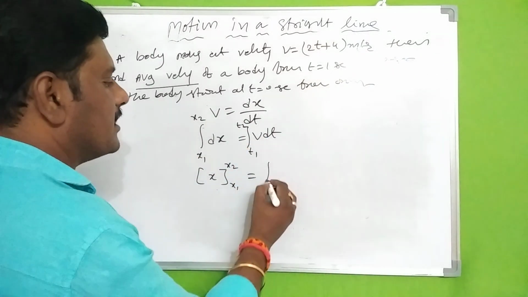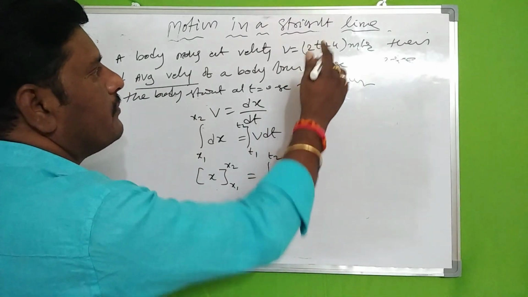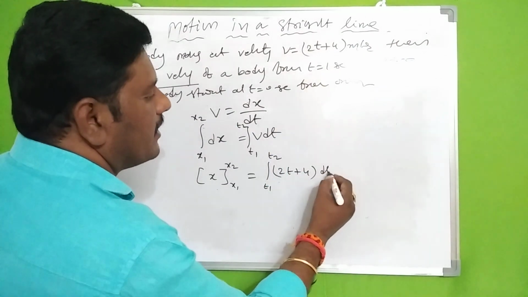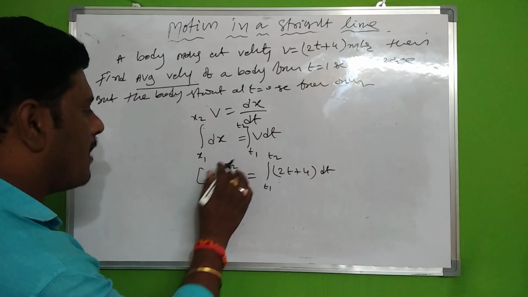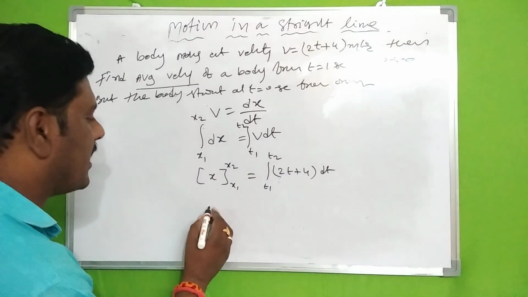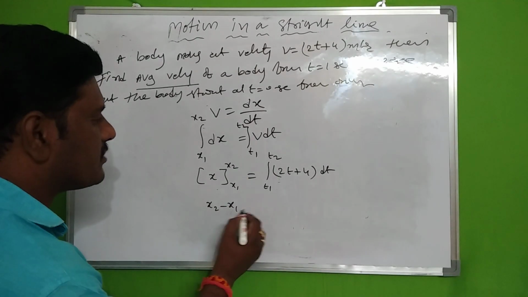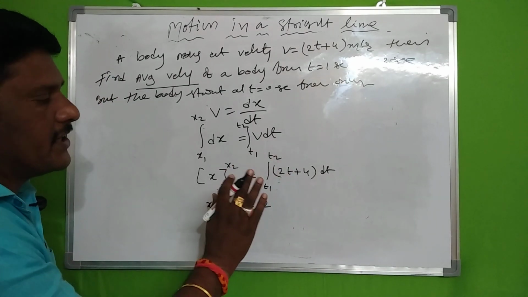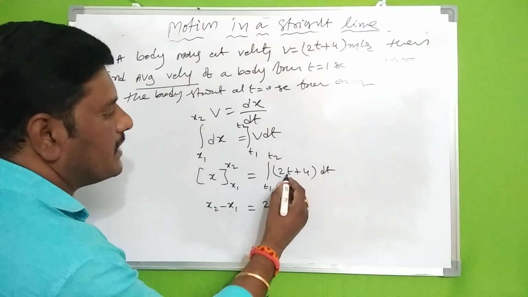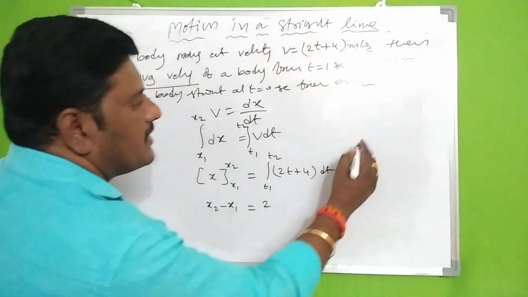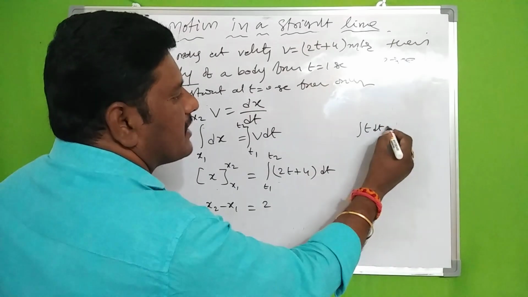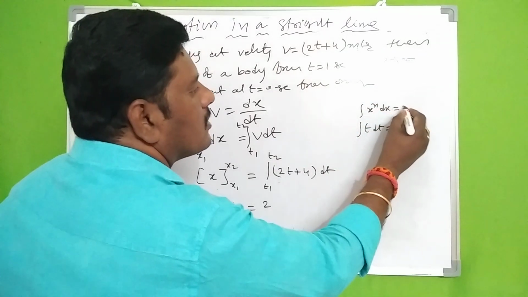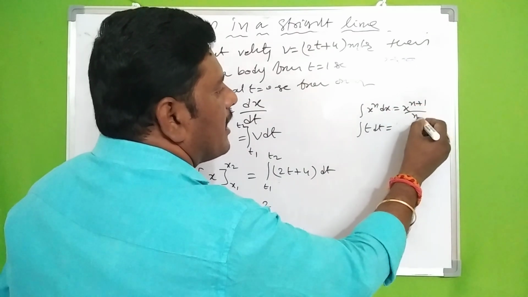So v is nothing but, integration from t1 to t2, v is 2t plus 4 meter per second, and integration dt. So the upper limit minus lower limit is applied: x2 minus x1 equal to, 2 is nothing but a constant, so we cannot apply integration, we can write it outside. So integration t dt is in the form of x power n dx equal to x power n plus 1 by n plus 1.